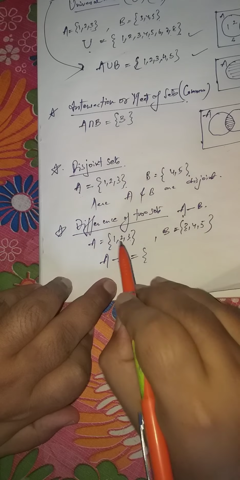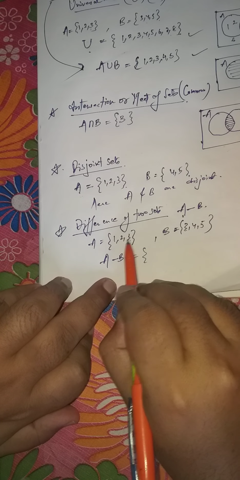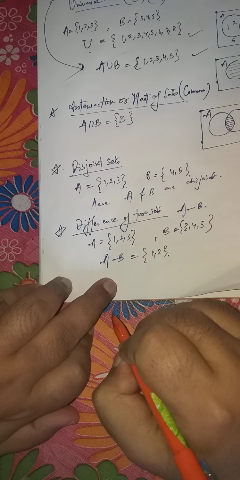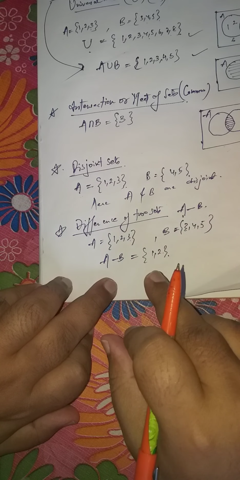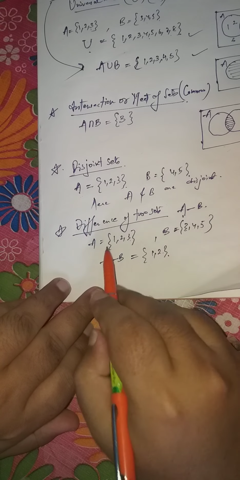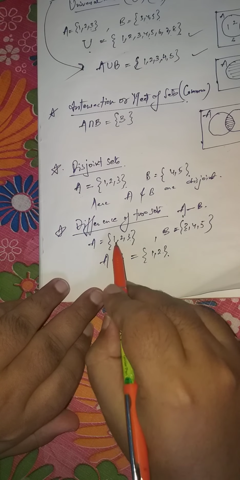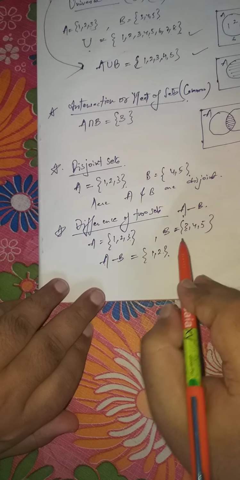So what do you have to do? You have to take this 3 out from the set. That is, the remaining elements will be 1 and 2. Means from the definition, the set of elements which belongs to A. See, 1 and 2 belong to A minus B, they belong to A but do not belong to B, which means 3.